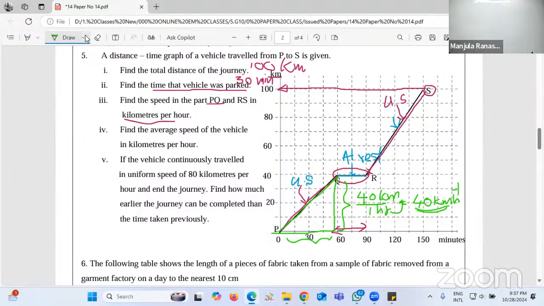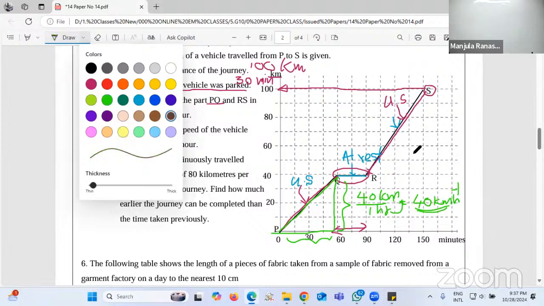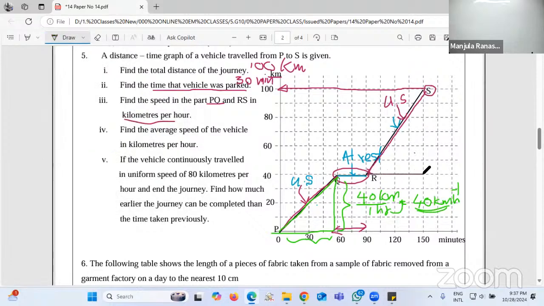Then RS also the same. Similarly, you need to take the speed. So you can take this right angle triangle. The vertical height divided by the horizontal length. See what is the vertical height, from 40 to 100. What is the gap? 40 to 100, 60 kilometer. That is a 60 kilometer gap. Just divide by the horizontal length. Horizontal length means from here to here. What is the length? 90 to 150. That is 60 minutes. 60 minutes means again 1 hour. So that means 60 kilometer per hour.